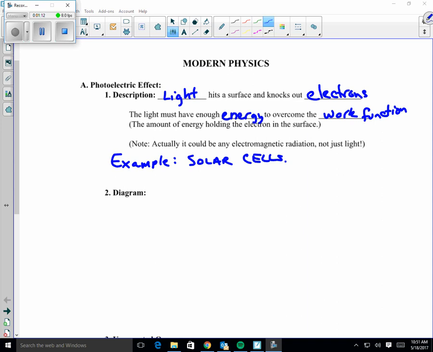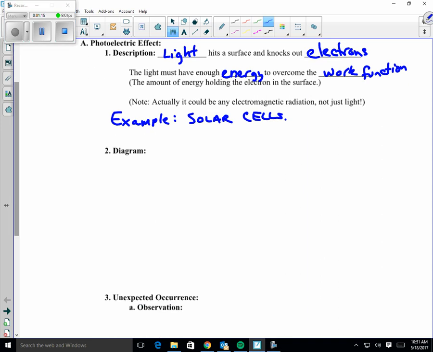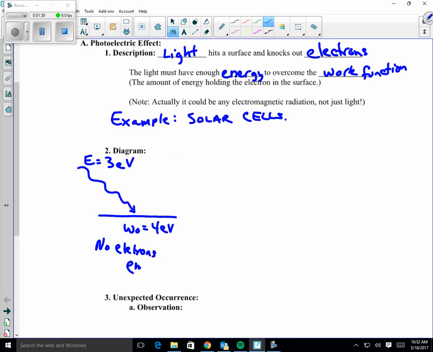So, the diagram of this might look something like this. I have light coming in, the surface, and let's say the energy of the light is equal to 3 electron volts. That's the unit of energy we're going to be using with this. And then the surface has a work function of 4 electron volts. If that happens, no electrons are going to be emitted, because they're being held in by an energy of 4, and we only have an energy of 3.